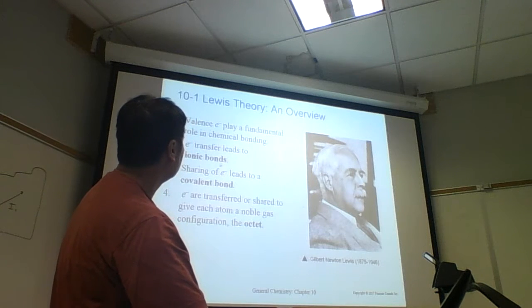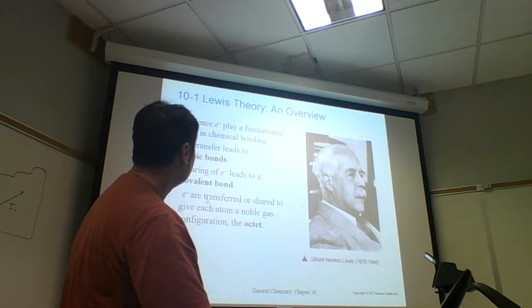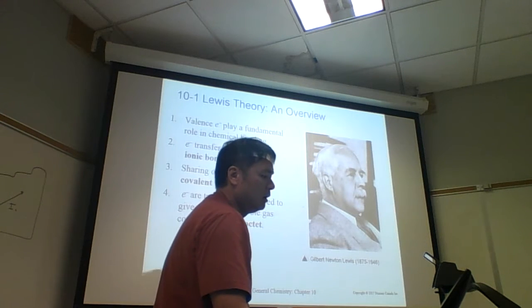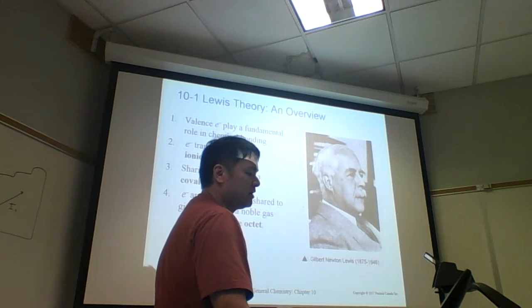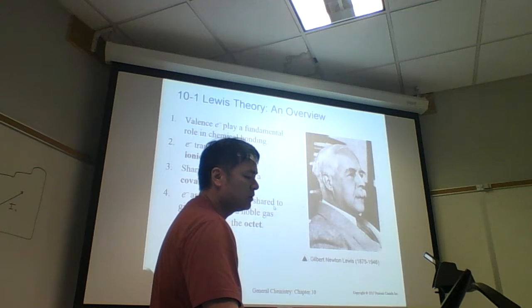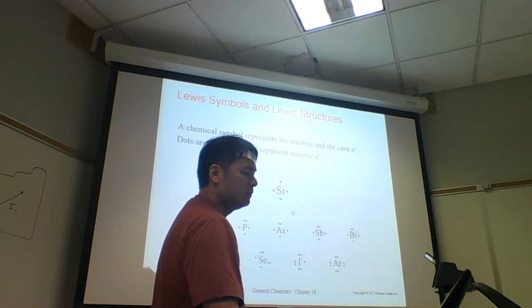Electron transfer leads to ionic bonds. Sharing of electrons leads to covalent bonds. So we know that ionic bonds are what we call winner-take-all. Covalent bonds are shared. Electrons are transferred or shared to give each atom a noble gas configuration, the octet. That's Lewis.